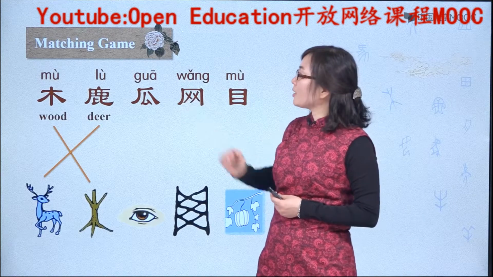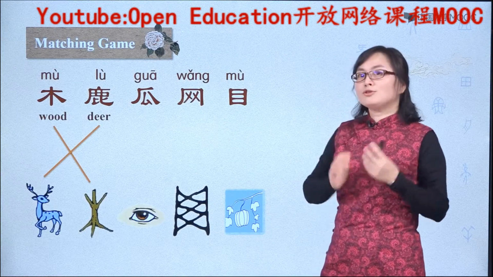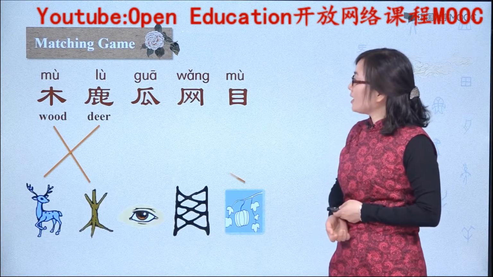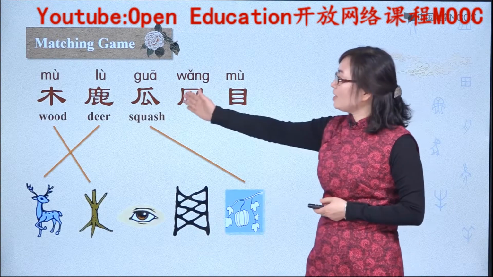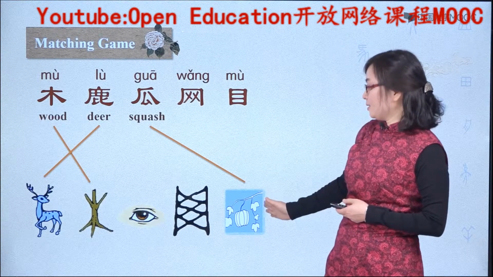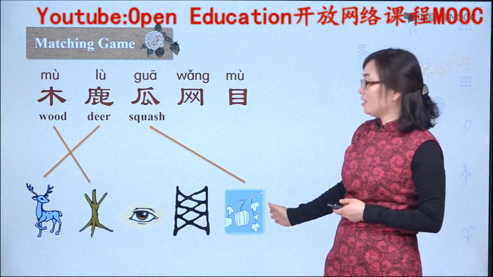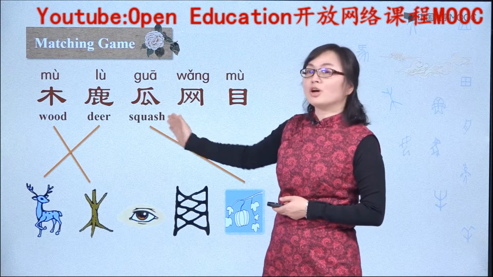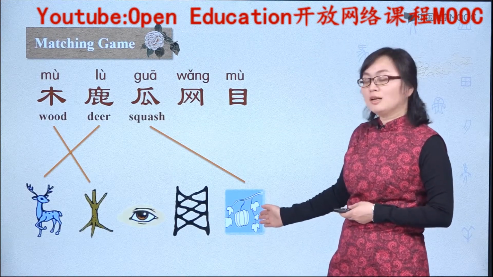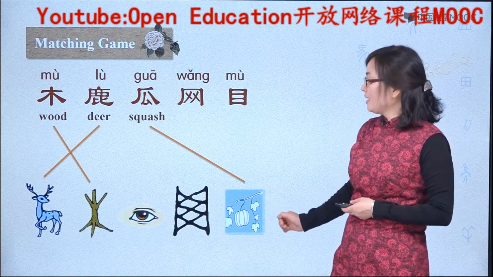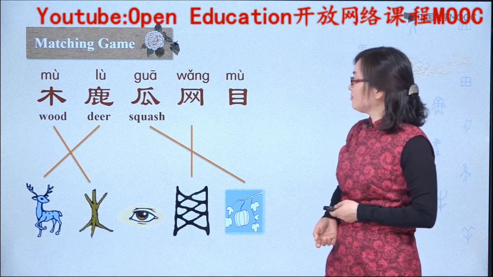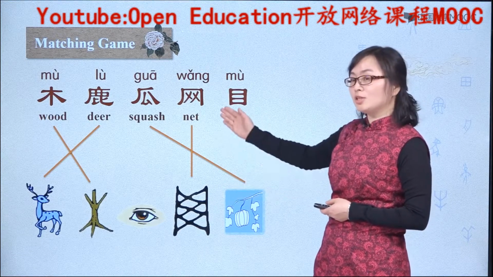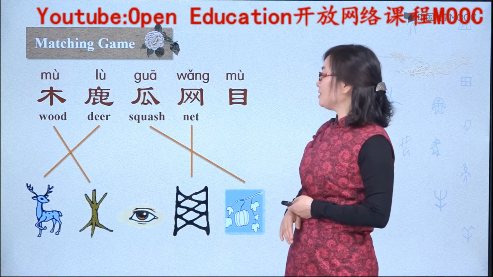So look at this Chinese character. Look at the physical structure. What does it look like? Yes, you may find this Chinese character looks like what is depicted in this picture. So what is the meaning of this Chinese character? Yeah, it means a squash. And also in this picture, the squash is depicted. And how about the rest of two? Yeah, net. Well, you see, they look very similar to each other. So the final one is very easy.